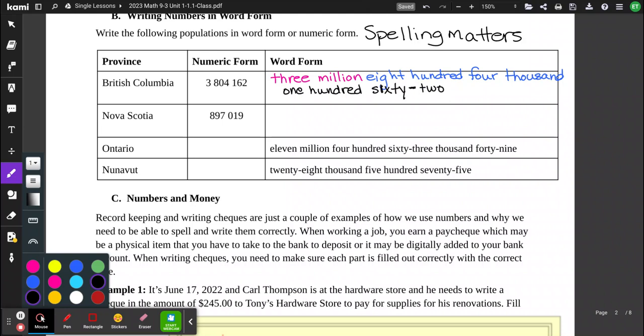Let's take a look at the next number. Same idea. 800, 97, so there's a dash there, 1,000, and then the last section, there's no hundreds, so it's just 19.